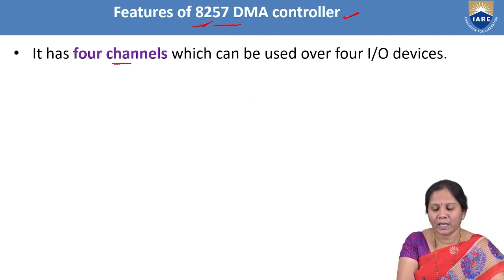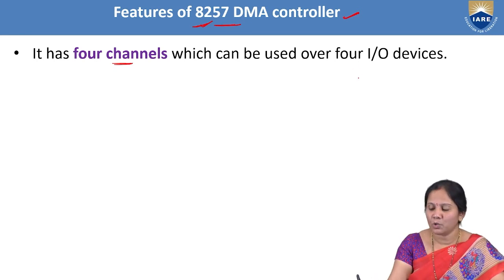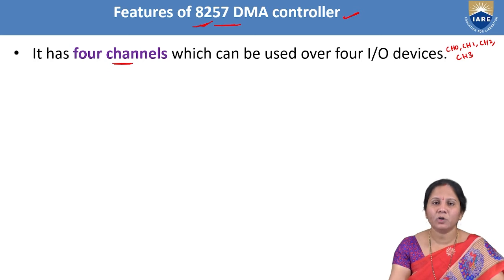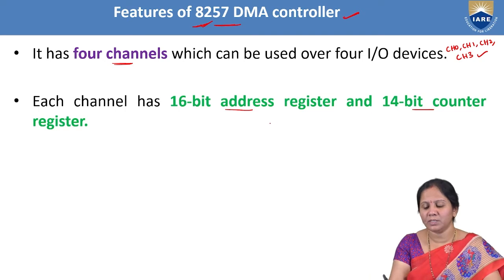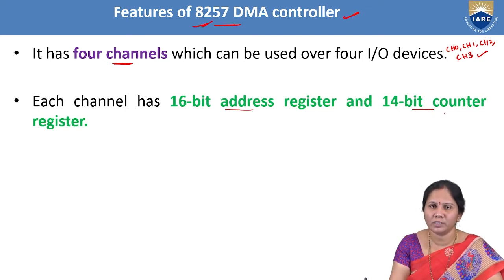This 8257 IC consists of 4 channels. What are those 4 channels? CH0, CH1, CH2 and CH3. These are the 4 channels. That means to each channel, one I/O device can be connected. So since there are 4 channels here, 4 I/O devices can be connected. And next, each channel consists of a 16-bit address register and a 14-bit counter register. Here we can also say a 16-bit address register and a 16-bit counter register.